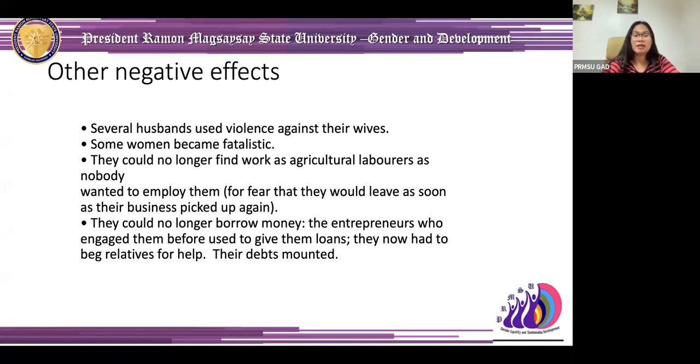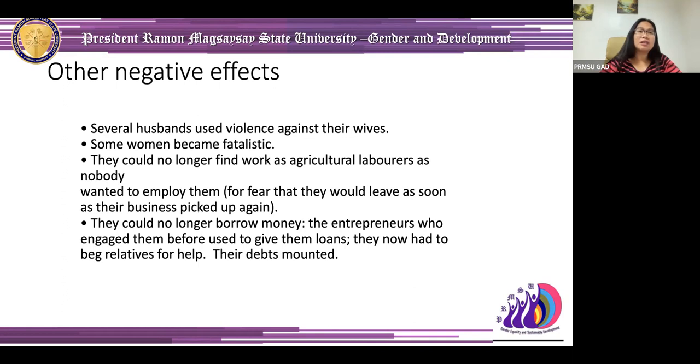Then, it was noted that several husbands used violence against their wives. Some even became fatalistic and could no longer find work, because they were thinking that since you are going into business, you might not stay in this work. Okay? They could no longer borrow money. Also, the entrepreneurs who engaged them before used to give them loans. They now had to beg relatives for help because their debts piled up.